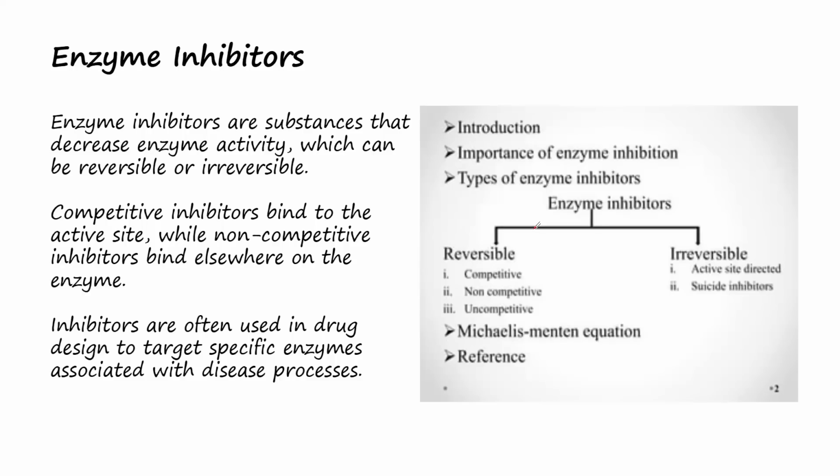Most of the drugs that we have in the pharmaceutical industry are enzyme inhibitors. You study the enzymes, you study how the enzyme or the protein is related to a particular disease pathogenesis. Then you identify inhibitors that can inhibit that particular enzyme. And from there, you start with drug development. So this is how the enzyme inhibitors divide. We have reversible and irreversible. Under reversible, we have competitive, non-competitive, and uncompetitive. And under irreversible, we have active site directed and suicide inhibitors.